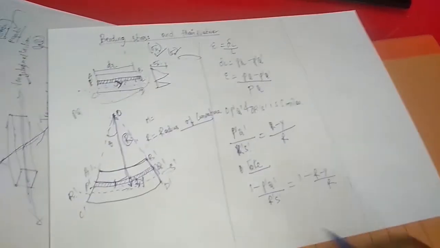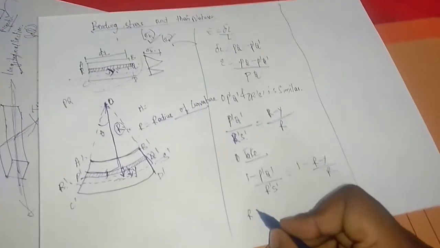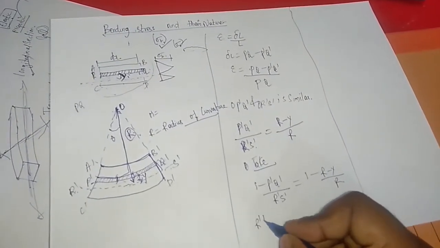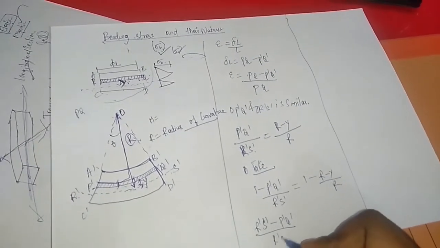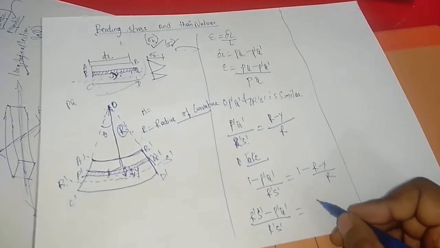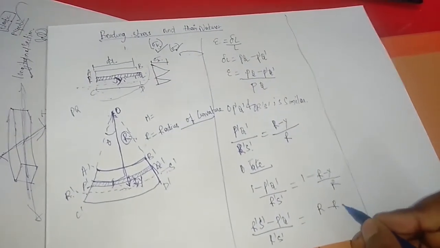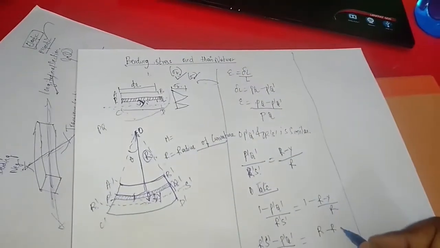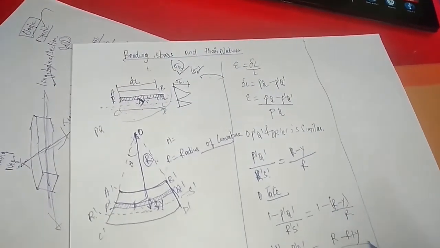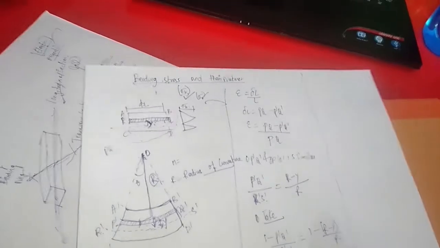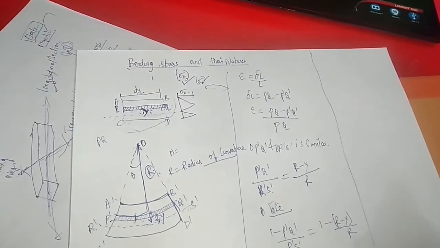Okay, so now multiply. The equation will become R dash S dash minus P dash Q dash by R dash S dash. Here we can write it as R minus R plus Y, in brackets, by R. You can write it like this, right? So it will become Y by R. You understand? It will become Y by R.